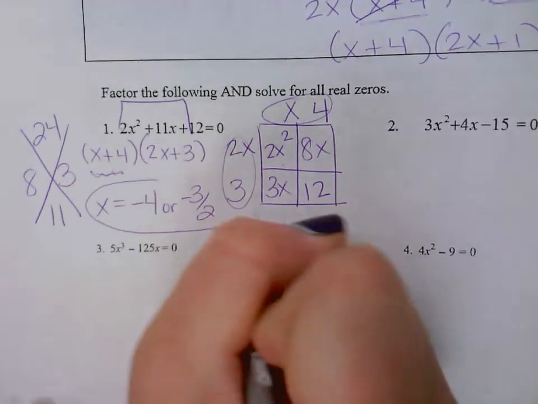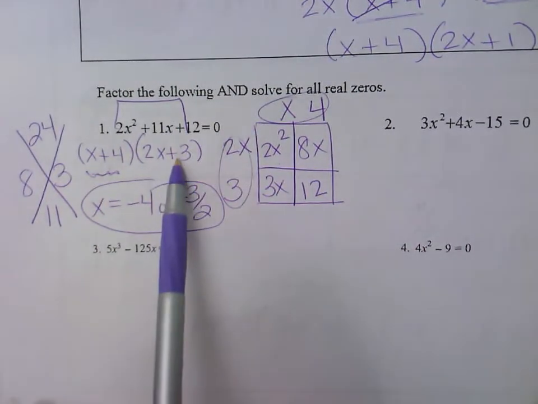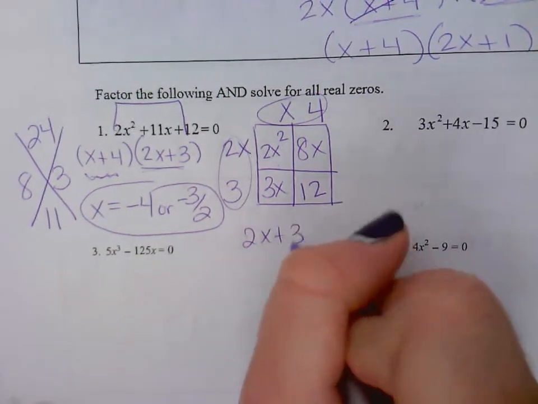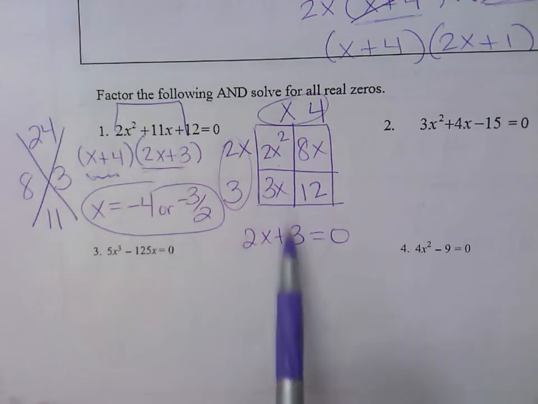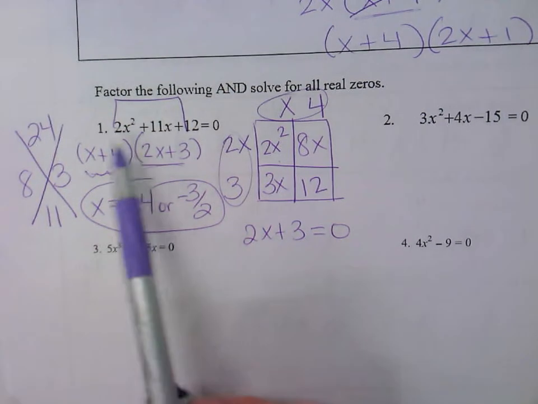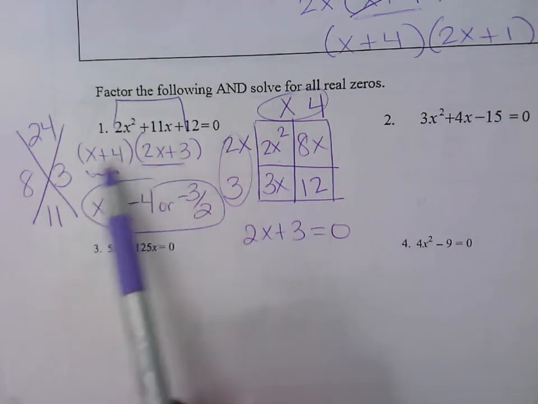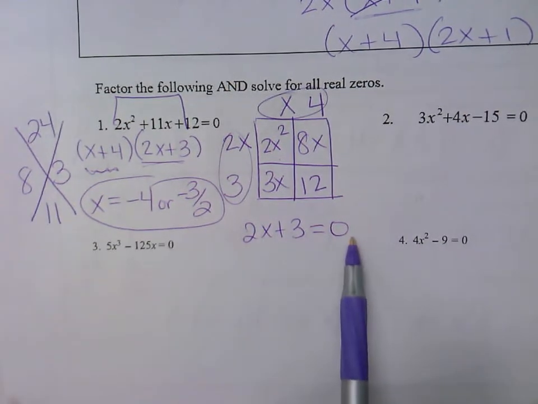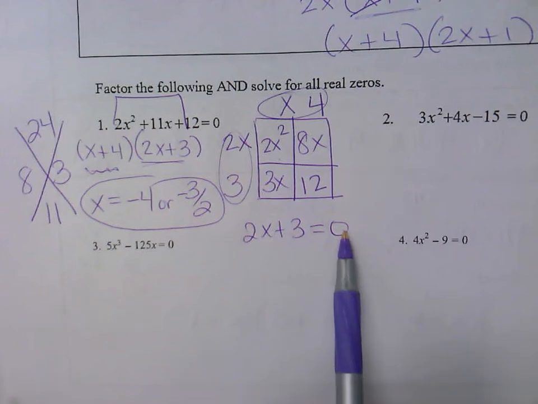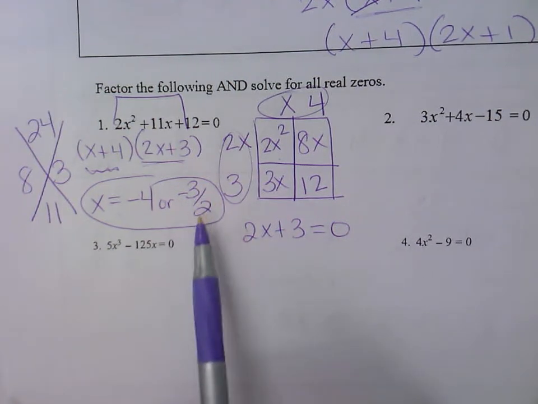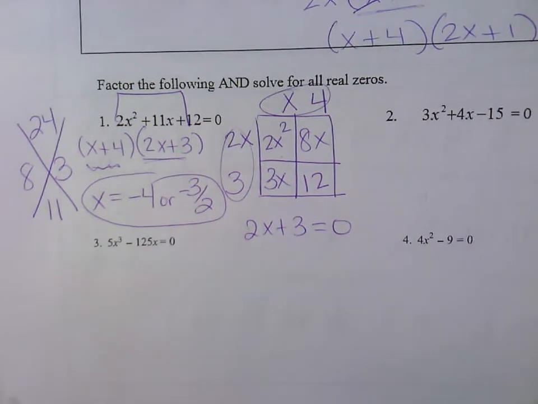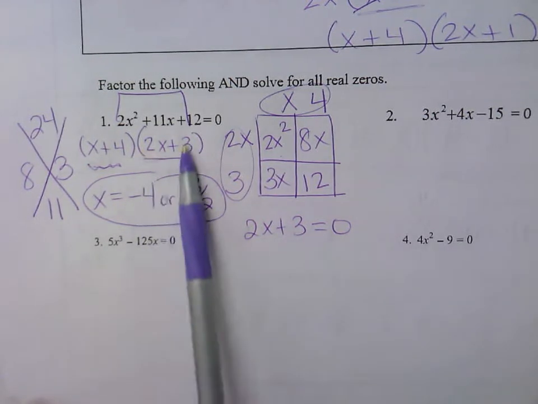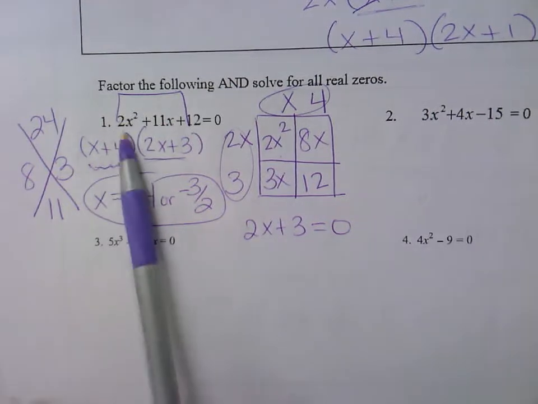And if you didn't understand how I got -3 halves, what you're doing is you're setting your factor 2x plus 3 equal to 0, to use that zero product property, and you're solving for x. So see how you would subtract 3 to the other side, and then you would divide by 2? So -3 halves is the correct solution. So just be careful that you're actually looking, if there's a coefficient, then the answer is not just -3, like it was over here, -4.